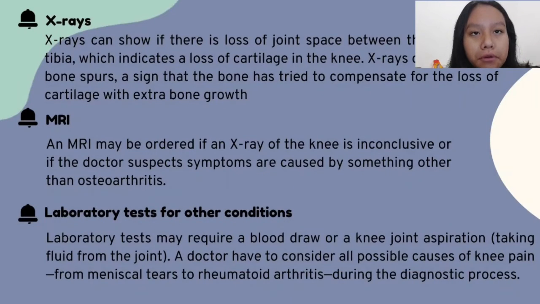I will continue about the diagnosis of knee osteoarthritis. The next one is MRI, or magnetic resonance imaging, that provides images of soft tissues such as cartilage, meniscus, ligament, tendon, and muscles, as well as bone.